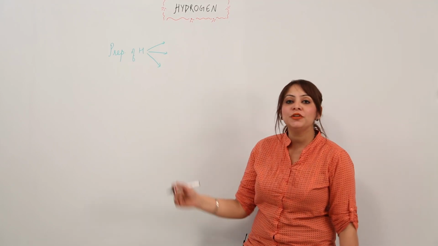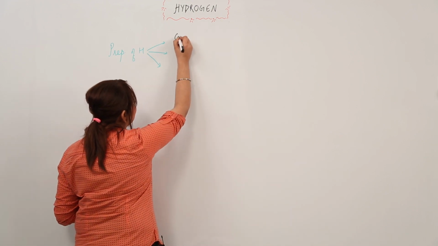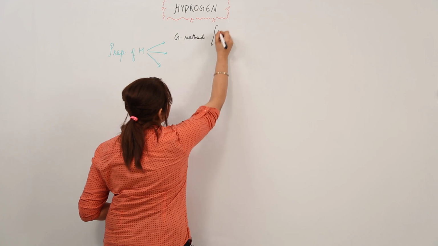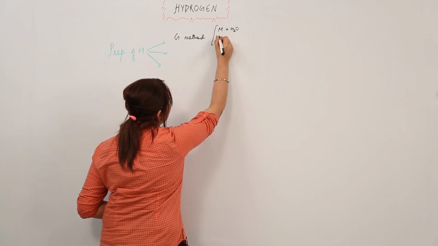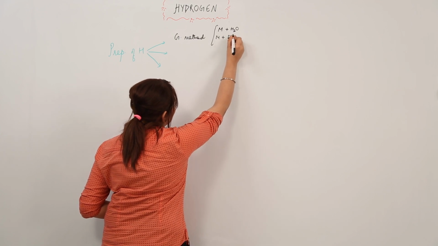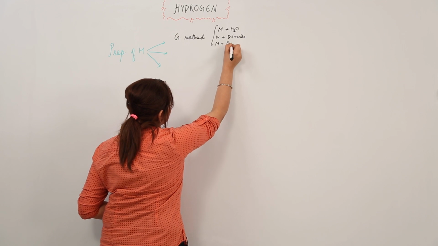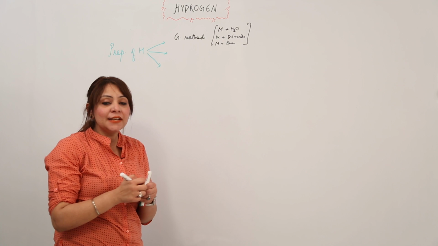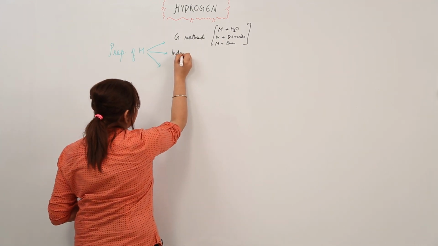As we discussed, there are three methods of preparation of hydrogen. One is the general method, which we have already discussed: the reaction of metal with water, reaction of metals with dilute acids, and reaction of metal with bases. This you already know now. Now we are starting off with the second method of preparation, that is the industrial preparation.